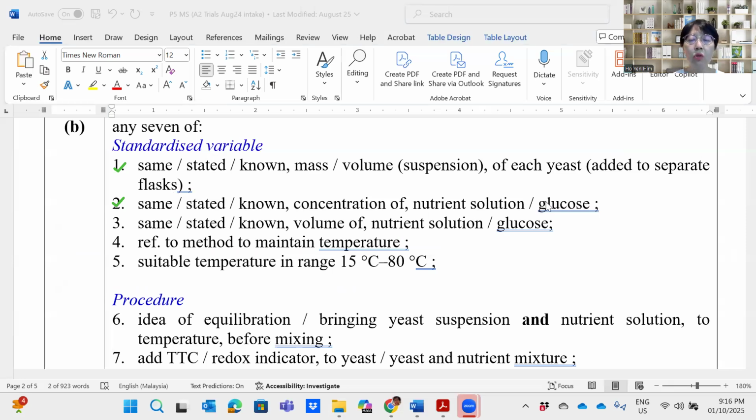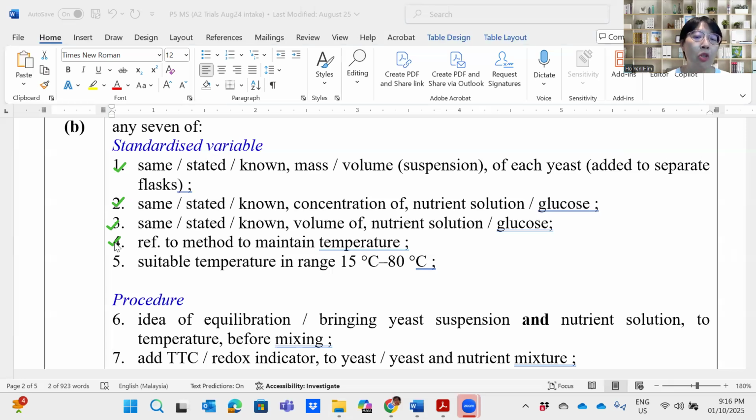concentration of glucose. So you must make the concentration of glucose the same, and the volume of the glucose the same. And by now you know that you cannot just tell me you need to use this temperature. You need to maintain this temperature. You must tell me how to do. Everything that you want to design in an experiment, you must tell how to do.